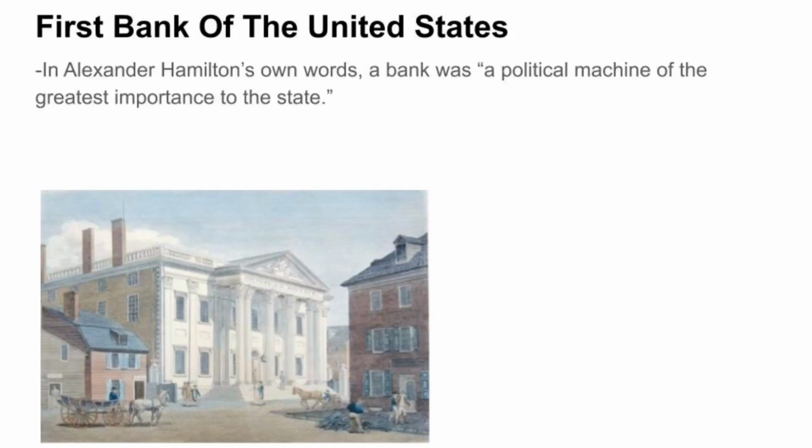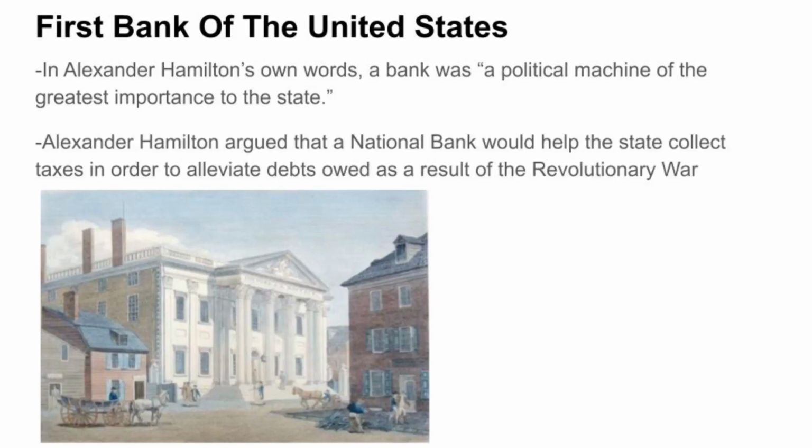In his own words, Alexander Hamilton argued that a national bank was a political machine of the greatest importance to the state. Hamilton's main arguments to Congress for a national bank were that it would help the state collect taxes in order to alleviate debts owed as a result of the Revolutionary War.